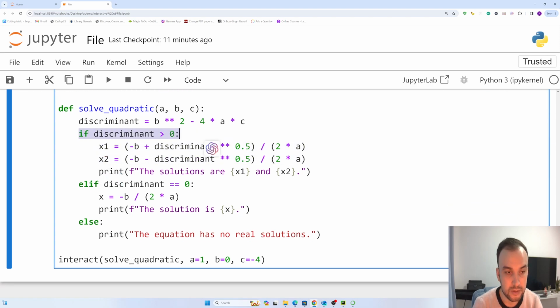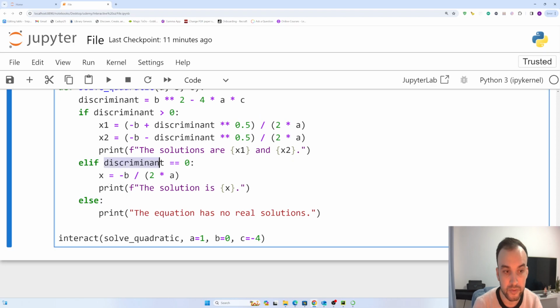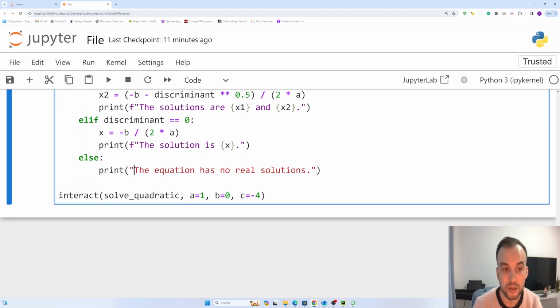And if we have this condition, we will print this: the solutions are x1 and x2. If the discriminant equals 0, it means that we just have one solution, and x equals minus b divided by 2 times a. And we will print the solution is x here. Else, it means that the discriminant is negative, and the equation has no real solutions.